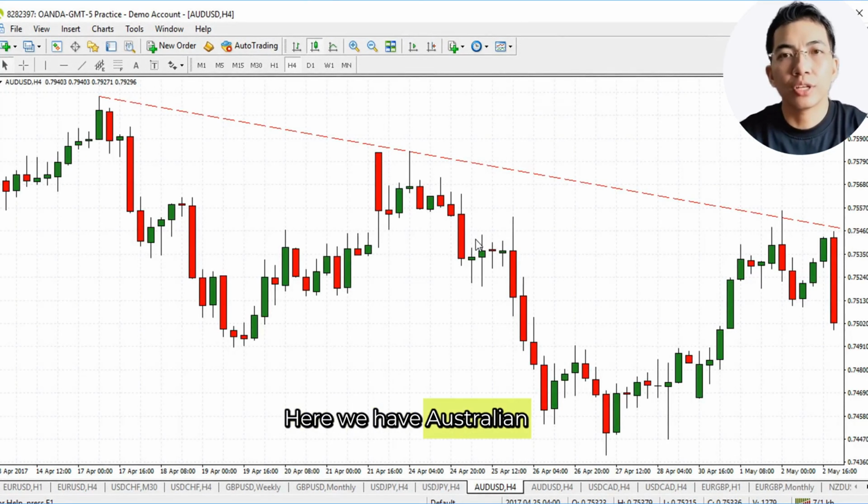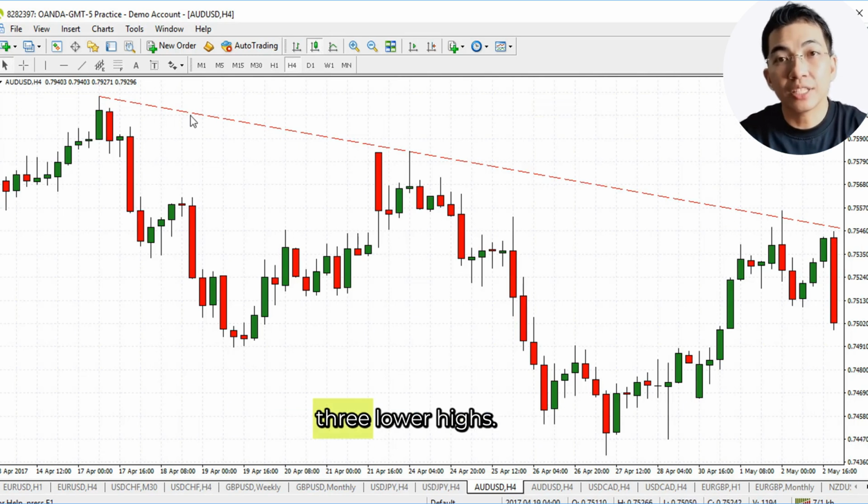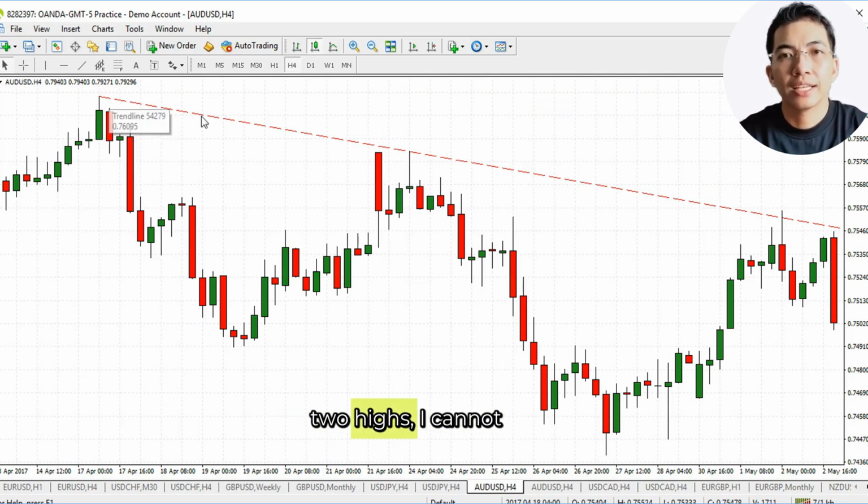Here we have Australian dollar against the United States dollar on a 4-hour chart. I have identified this downtrend line that connects 3 lower highs. Of course, in the space within the first 2 highs, I cannot be sure that there's a downtrend, but after the price forms a lower high and then goes down again, I'm sure that the market is in a downtrend.